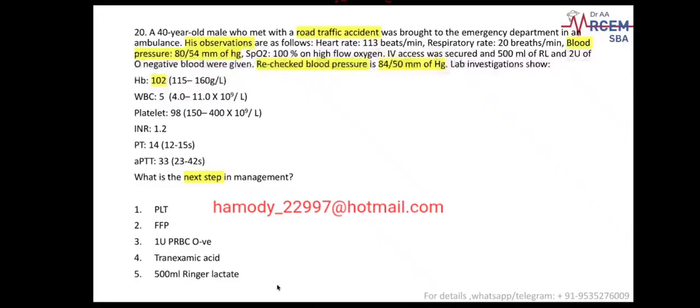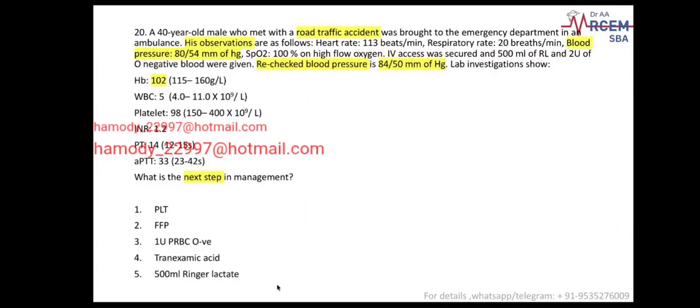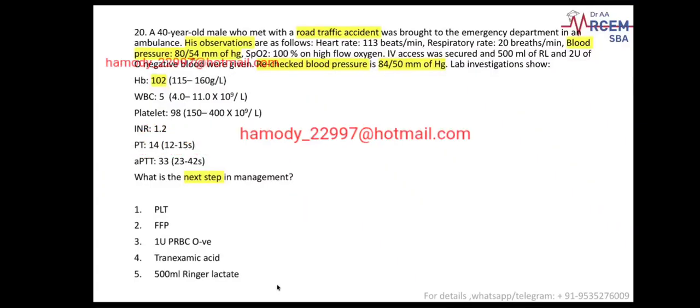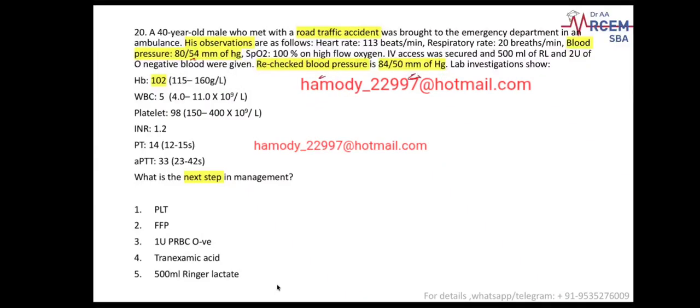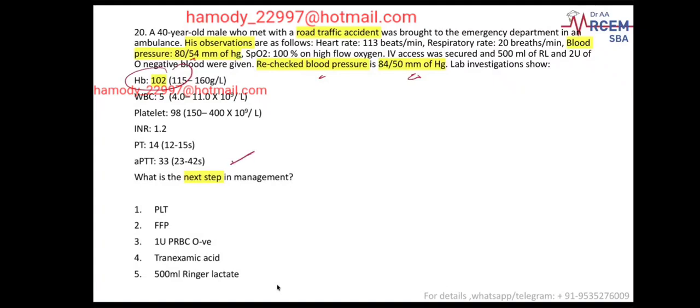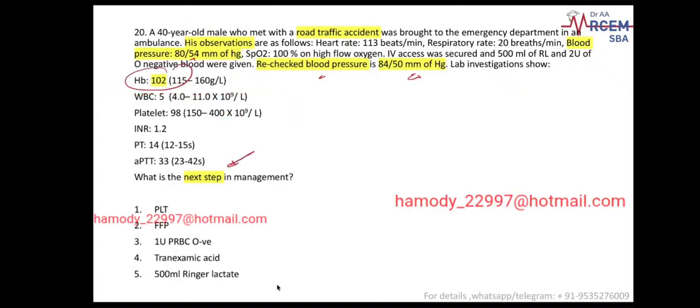A road traffic accident, 40 years old. His observations include blood pressure which is in shock, recheck blood pressure still in shock, and the hemoglobin is on the lower side. What is the next best step they're asking? What will you do in this individual?